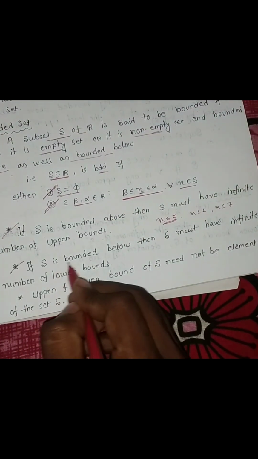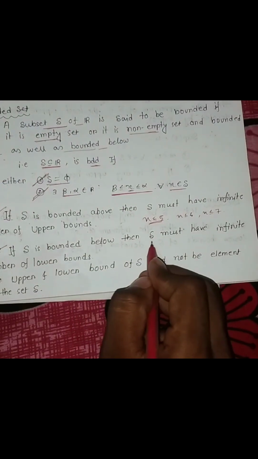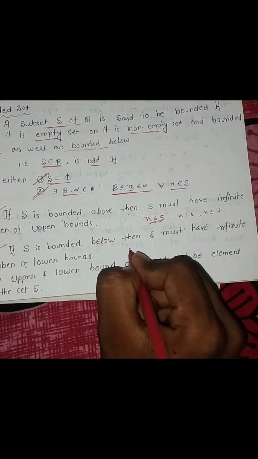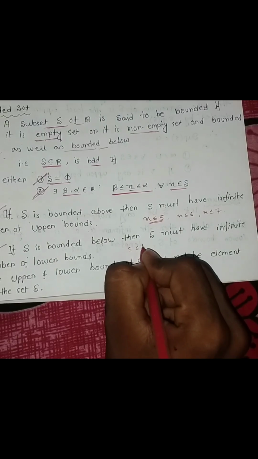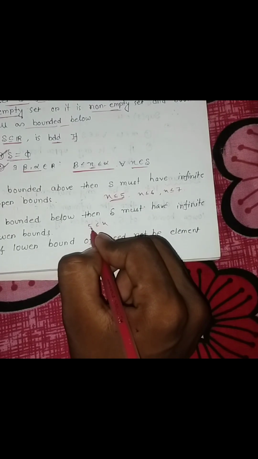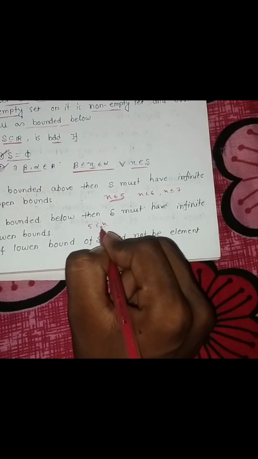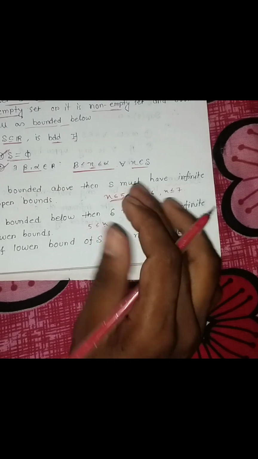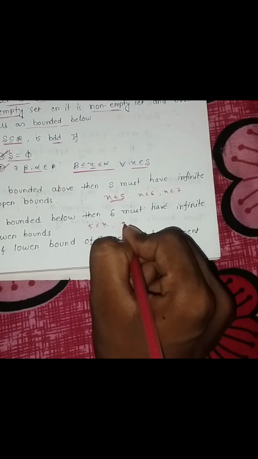Am I right? Next, if H is a bounded below set, then H must have an infinite number of lower bounds. Similarly, if 5 is less than or equal to x, that means the minimum value of x is 5 and the maximum I don't know, then also minus 3 is less than or equal to x, am I right, or minus 2 is less than or equal to x, am I right?